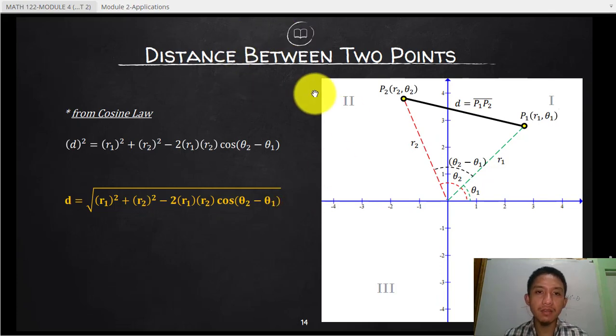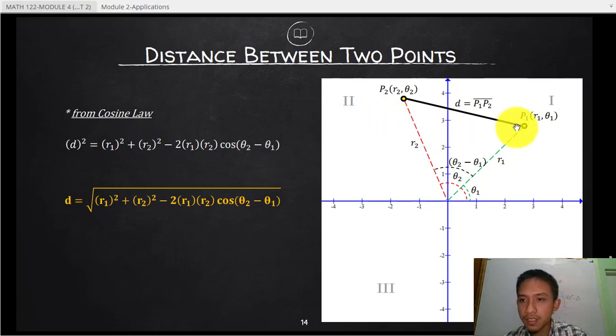Okay, how about getting the distance between 2 points using your polar coordinates? This is now using your trigonometry. So consider here 2 points. Let's say that is p sub 1, p sub 2. Or you can say this is p sub 1, p sub 2. It doesn't matter actually. Okay, so all you need to do there is plot. Let's say that is p1, therefore this is your radius 1.